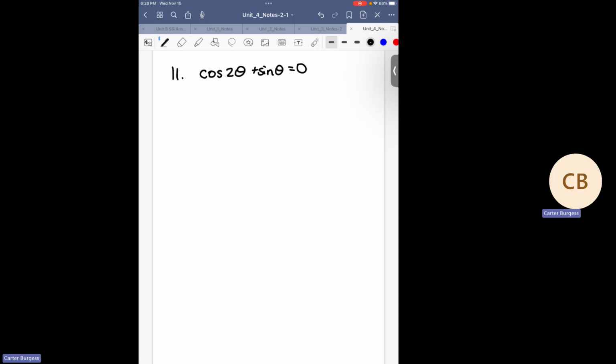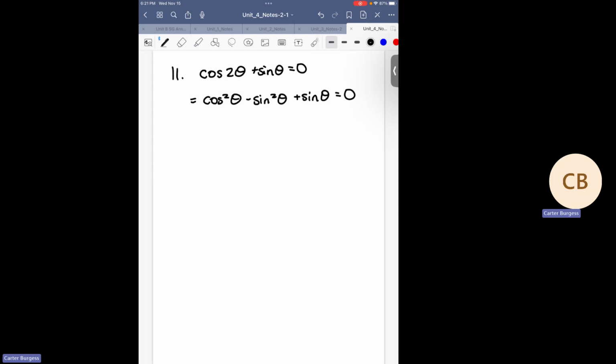And so what we're going to do instead is try and write everything in terms of just that linear theta term. We've already done this with cosine of 2 theta. This is going to become cosine squared of theta minus sine squared of theta plus sine of theta equals 0. Now, ideally, we would like to write this as a product. Problem is, as things stand right now, we're not realistically going to be able to factor our left-hand side when it is in terms of a mix of sines and cosines.